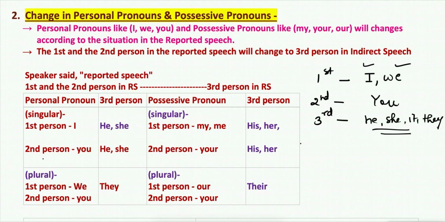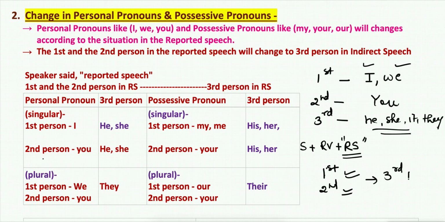So whenever in the reported speech, remember, speaker plus reporting verb plus reported speech. So we are talking about reported speech. When in reported speech, the personal pronouns and the possessive pronouns are used for first person and for the second person, they both will change to third person.